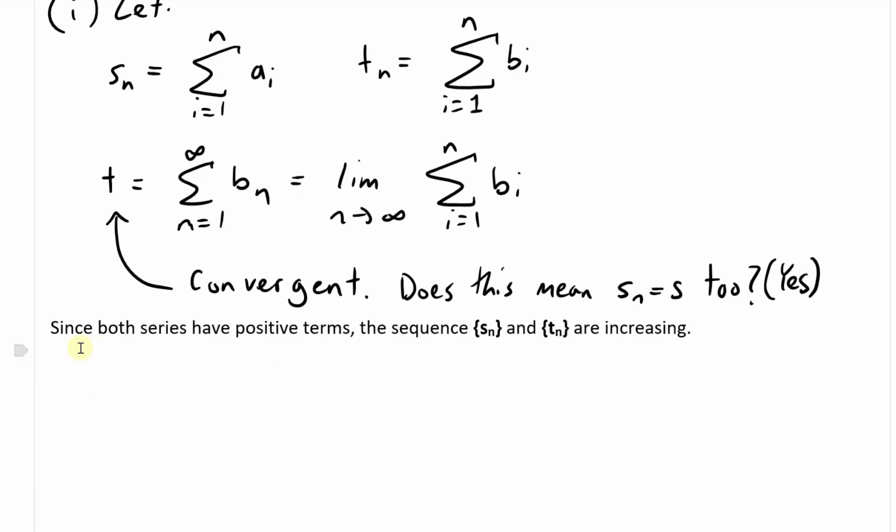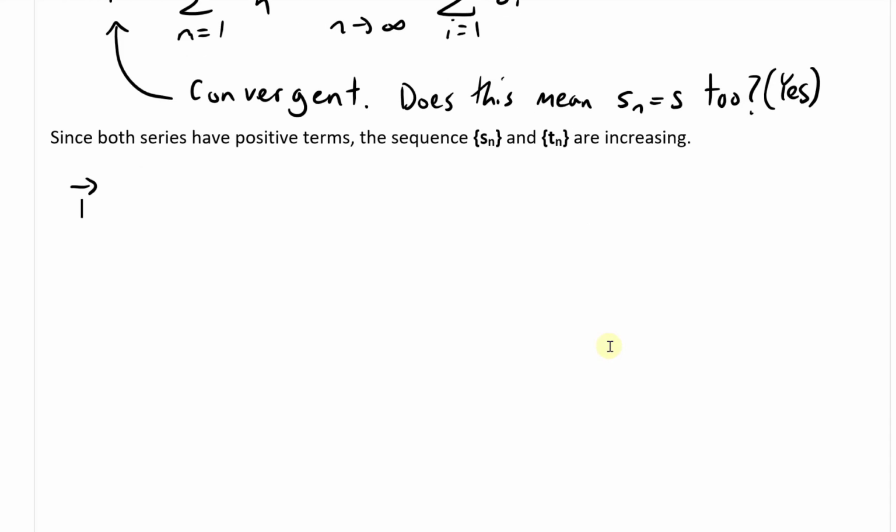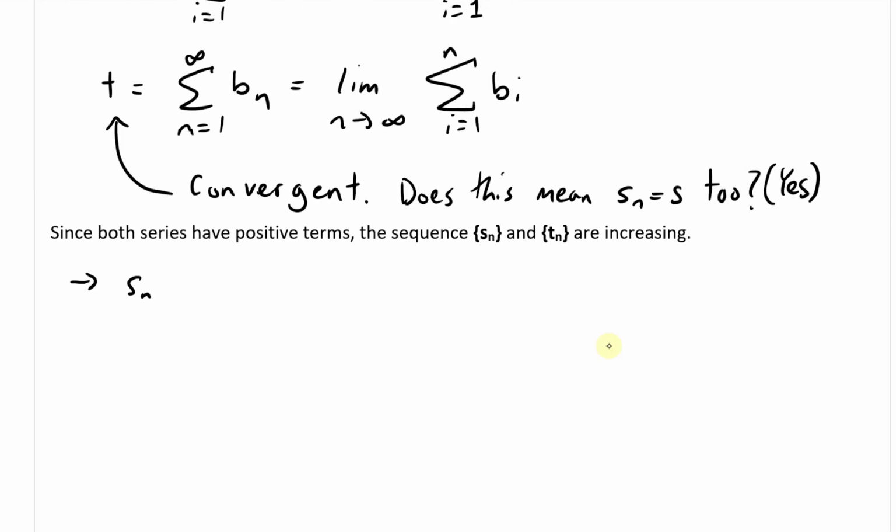All right, so going further in the proof, since both series have positive terms, the sequences of partial sums S_n and T_n are increasing. In other words, if you go to the next partial sum, S_(n+1) is just S_n plus the next term a_(n+1). This has positive terms, because that's what we're given, so it's increasing by a positive number, so it's greater than or equal to S_n. So it's always increasing.